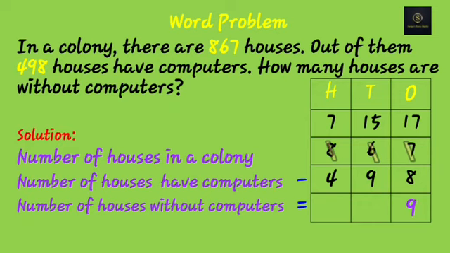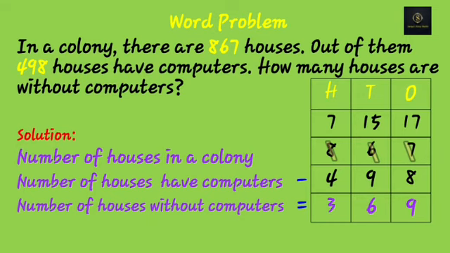Now can we subtract 9 from 15? Yes. So 15 minus 9 is equal to 6. So here we write 6 in the tens place. Now let us subtract the digits in the hundreds column. That is 7 minus 4. So 7 minus 4 is equal to what? Yes, 3. So here we write 3 in the hundreds place.